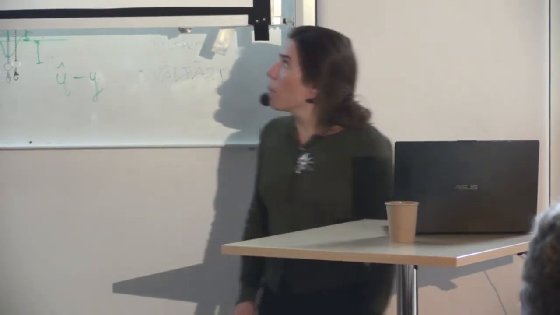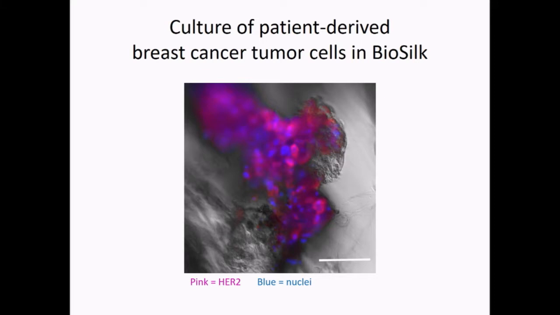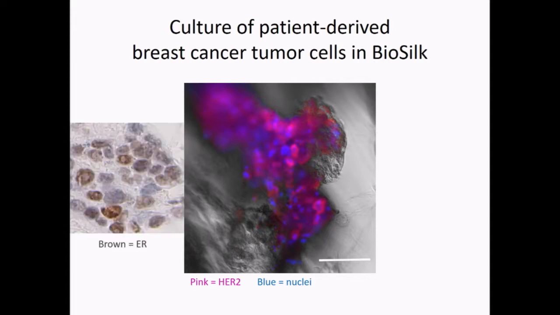And here is an example of then these few cells taken to integrate with our Biosilk, and the cancer cells then form a 3D tumor, and they also maintain these typical cancer markers, so they look as if they were still in the real tumor.